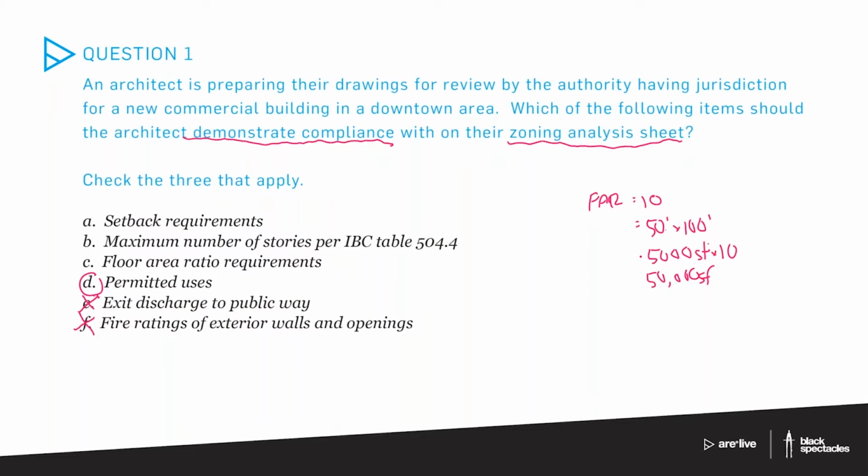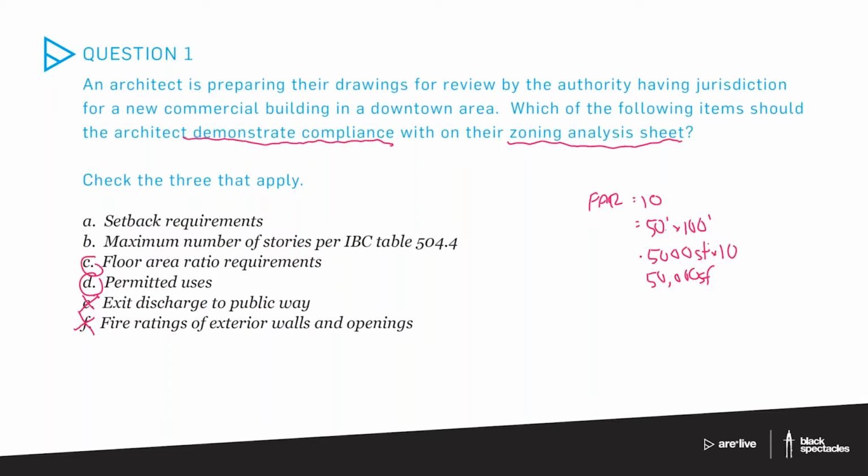So with all that said, that's definitely a zoning requirement, and you should demonstrate compliance with that on your zoning sheet, just like you would with permitted uses. List the maximum FAR that's allowed, show that you are at that number or maybe below that number, but certainly not over, and that will demonstrate compliance with FAR requirements on your zoning sheet. So choice C, certainly correct.